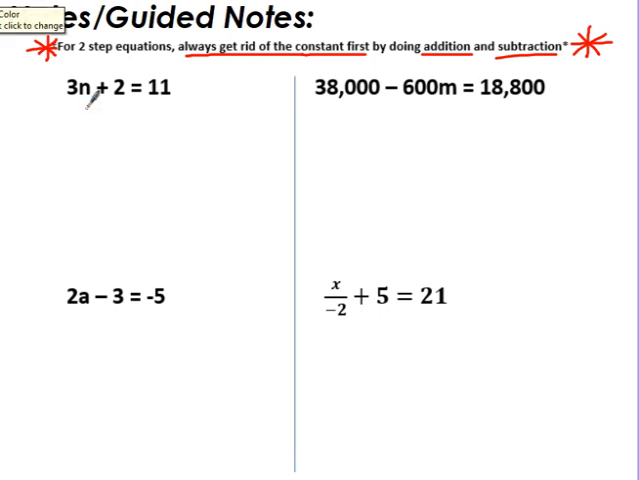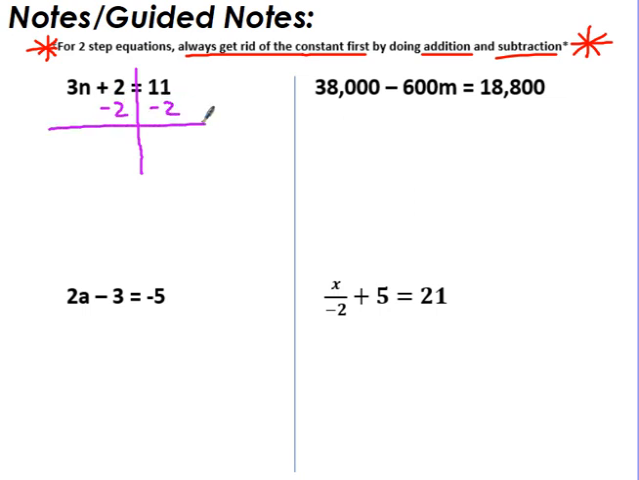So looking at this first one right here, my goal is to get the n by itself, the variable. So I need to get rid of this plus 2, and I need to get rid of this multiply by 3. So we still follow the same rules: whatever we do on one side of the equal sign we have to do on the other. So I want to get rid of the constant first by doing addition or subtraction. So I got to get rid of this 2 first before I worry about the 3. So the way I get rid of plus 2 is I do the opposite, which is subtract 2.